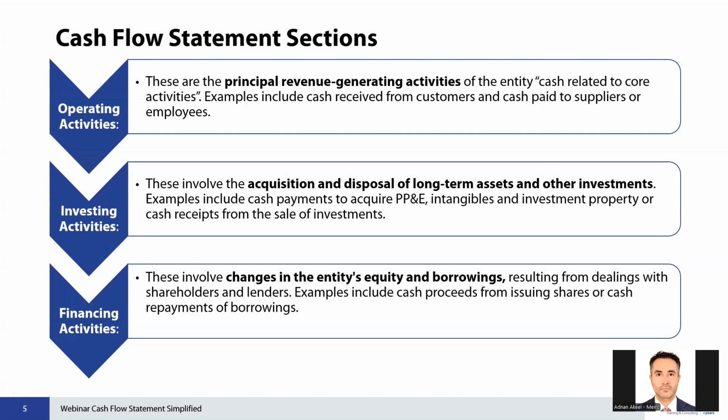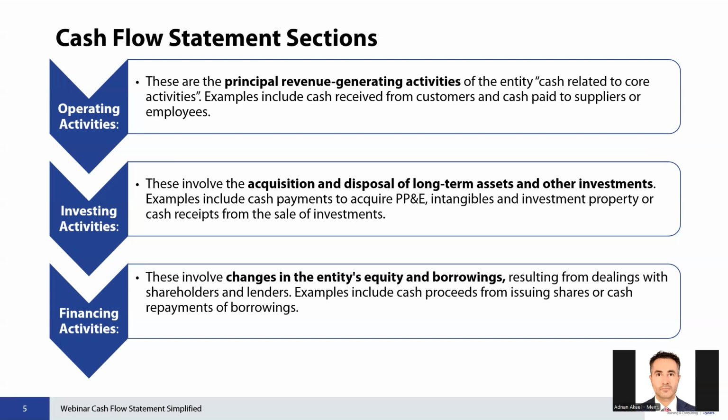In a nutshell, the operating activity cash flow is related to, for example, sales of goods or services provided, in addition to the dealings with suppliers and the operating expenses, the cost of employment. All of this would fall under the operating activities.